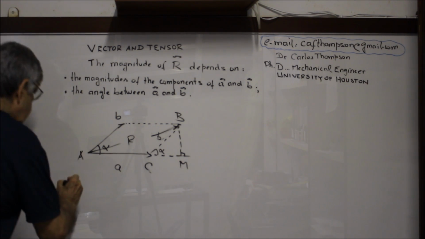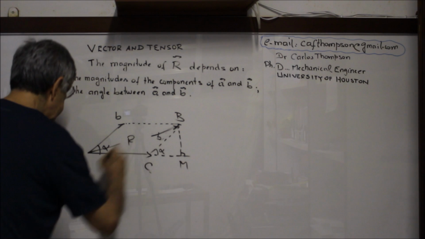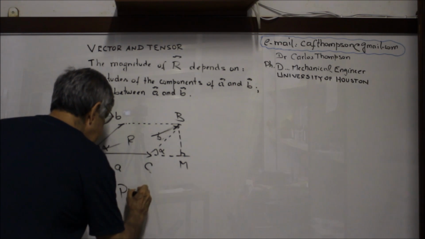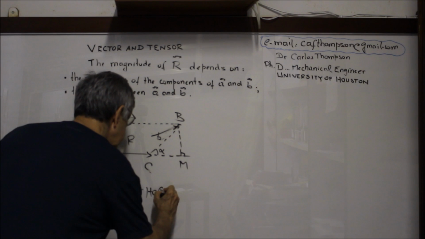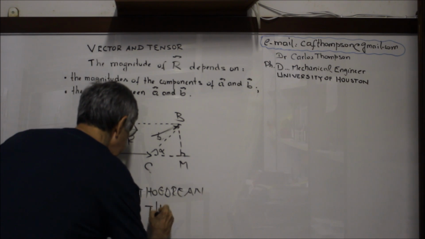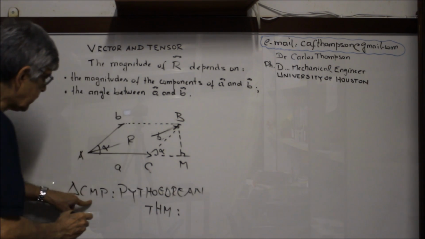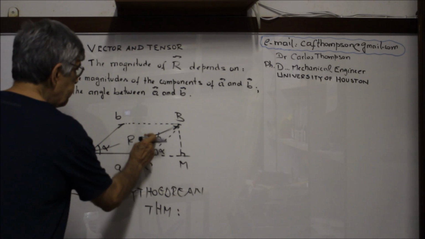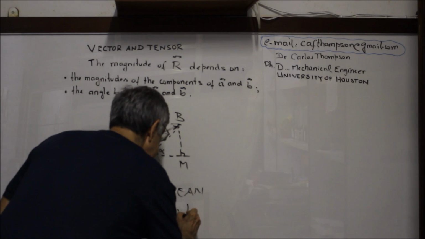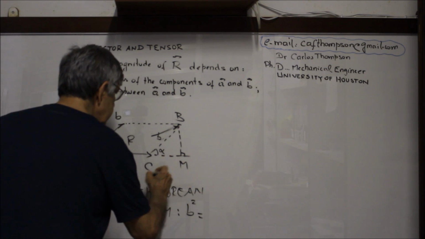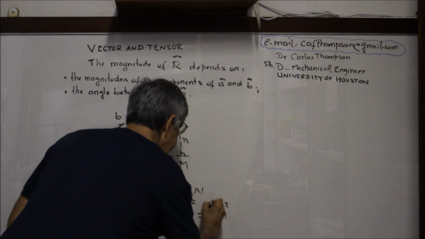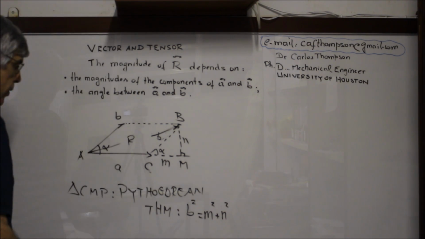Now, let's work with triangle CMB. We use the Pythagorean theorem. We can write in this triangle, B is the hypotenuse here. So B squared, let's write it down here. Let's call the legs M and N. B squared is equal to M squared plus N squared. Let's keep this for a while.